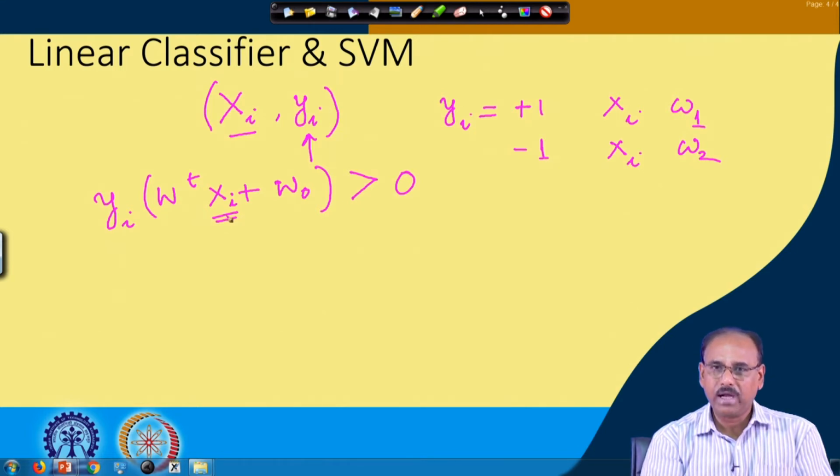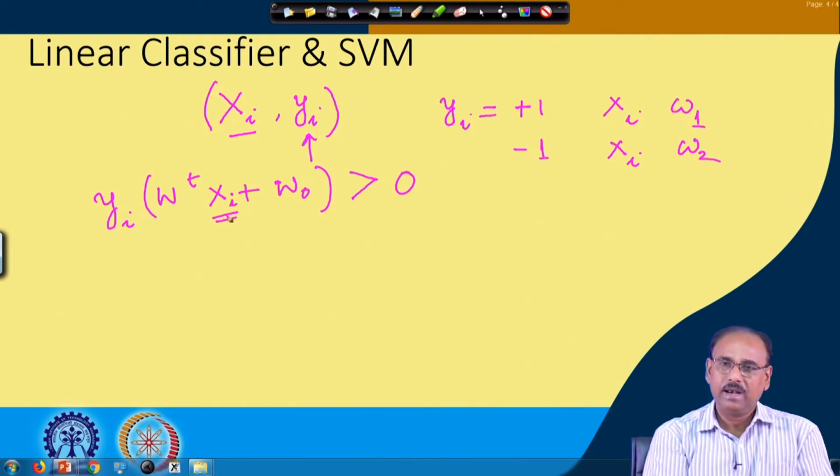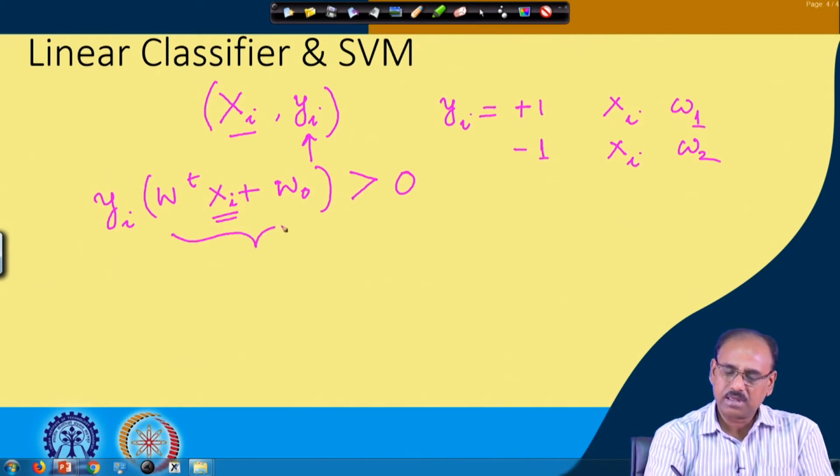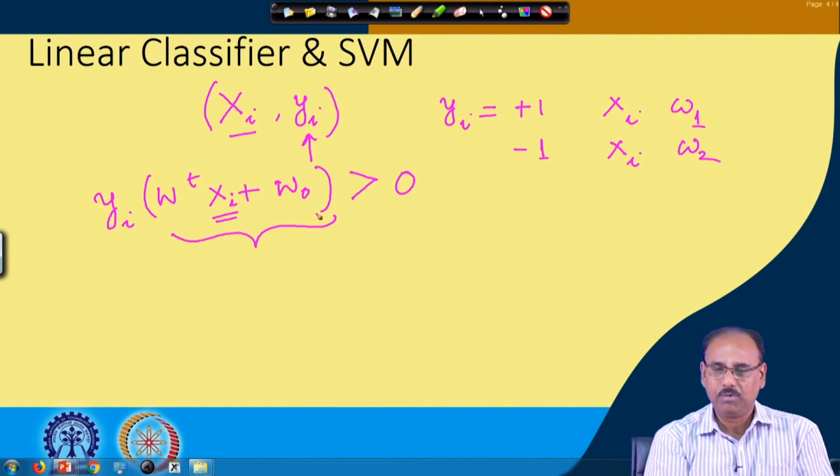If it is taken from omega 2, as omega 2 is on the negative side of the separating plane, I have to have W transpose x I plus W naught less than 0, and for samples taken from class omega 2, because y I is minus 1. So, if I multiply this expression W transpose x I plus W naught by y I, which is minus 1 in this case, that will be greater than 0. So, I get a uniform classification rule.